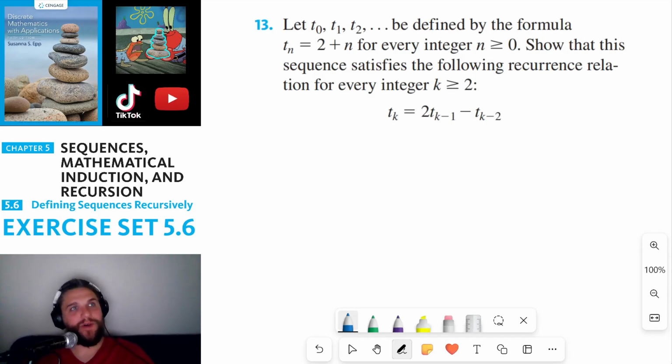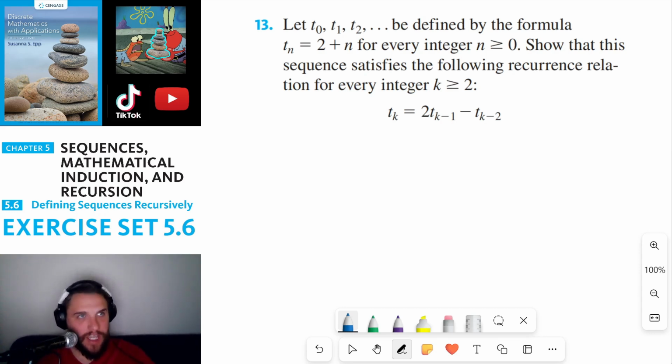Let t sub 0, t sub 1, t sub 2, and so on be defined by the formula t sub n equals 2 plus n for every integer n greater than or equal to 0. Show that this sequence satisfies the following recurrence relation for every integer k greater than or equal to 2: t sub k equals 2 times t sub k minus 1 minus t sub k minus 2.